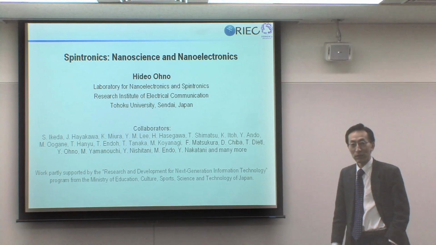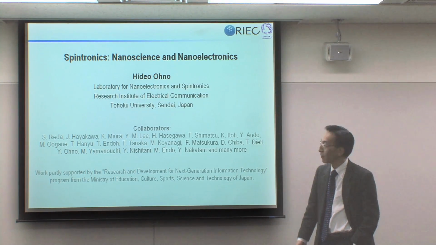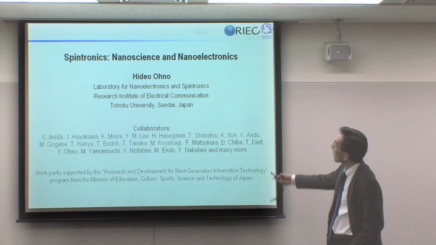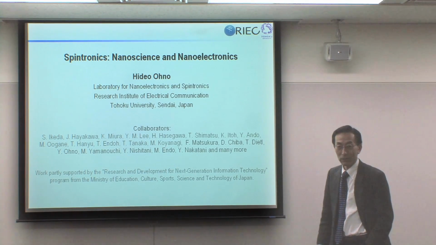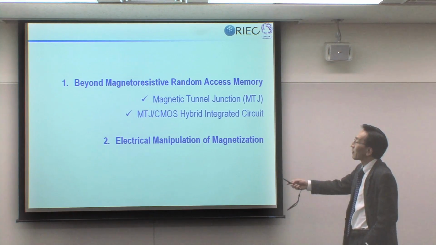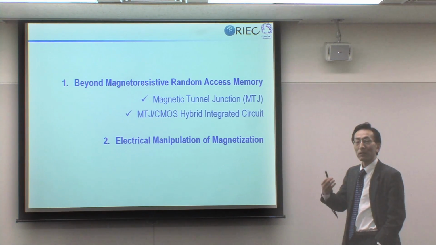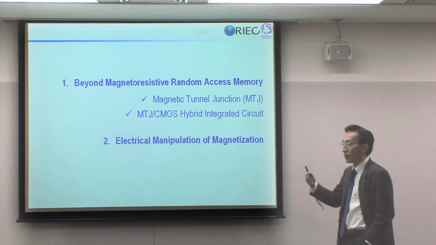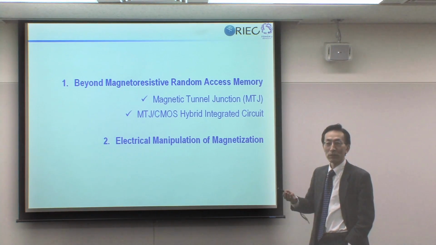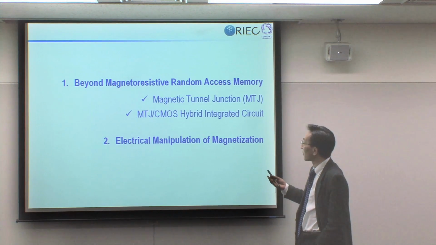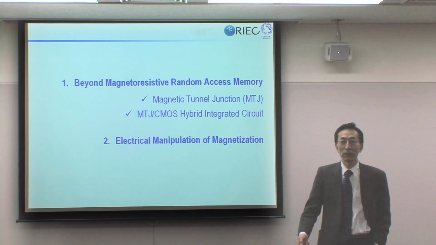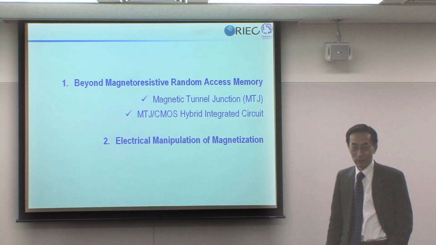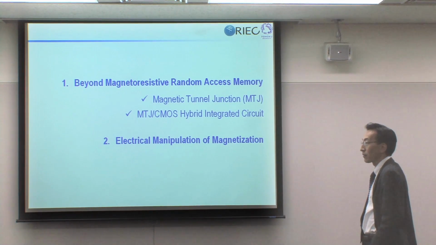Nanoscience and nanoelectronics is a very broad area, but I would like to focus on two things. And I would like to start from nanoelectronics. The first thing is what we can do in terms of Spintronics to overcome the challenges that we are having in integrated circuits, semiconductor integrated circuits. And we are using magnetic tunnel junctions to overcome the challenges.